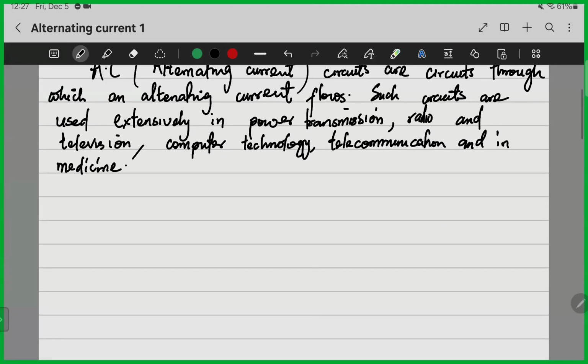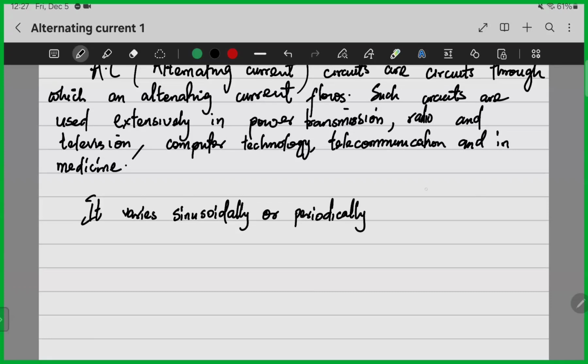So let's go to another paragraph and say it varies. Why it is called alternating is because it varies sinusoidally, or what we sometimes call periodically, in such a way as to reverse its direction periodically.